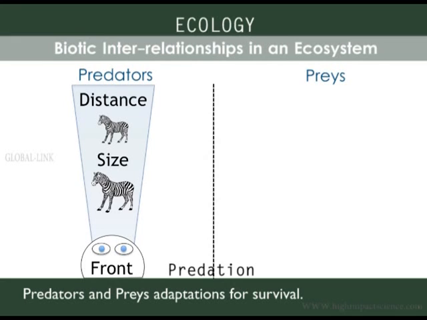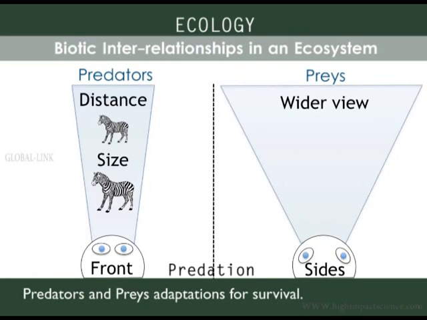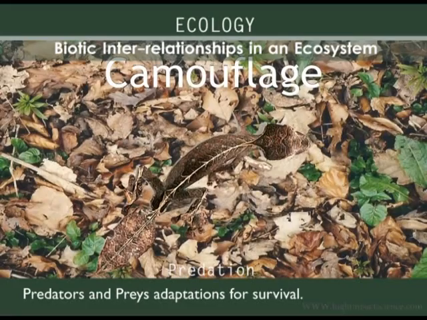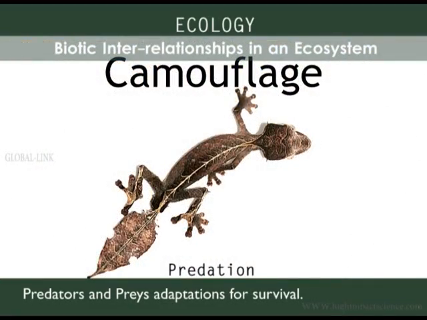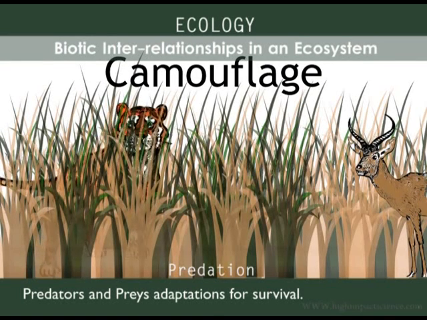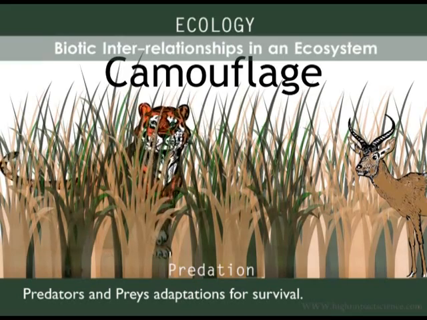Prey animals are also adapted to escape from the predators. They have eyes on the sides of their heads, which gives them a wider view of the surroundings so that they can spot the predator before it attacks them. Some animals also camouflage with the surroundings to avoid being noticed by the predator. But the predator can also camouflage with the surroundings to avoid being noticed by the prey.